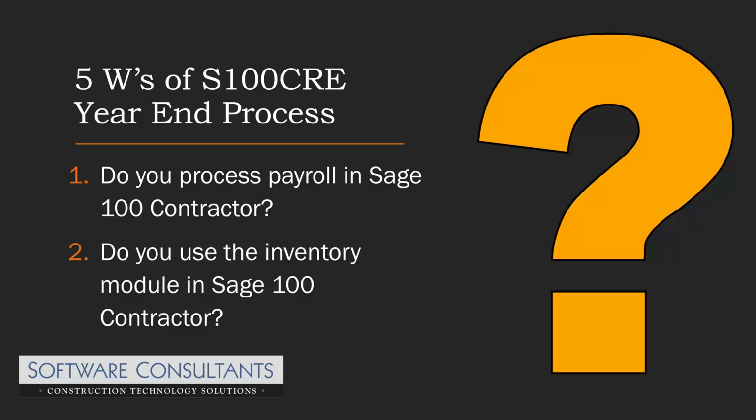So the 5 W's of S100 CRE, which is an acronym I made up for myself because I got sick of writing or saying Sage 100 Contractor. There are several different versions of Sage flavors. I think there's over 30 flavors of Sage, so I always have to specify with clients, maybe new clients even, what flavor of Sage are you using, because there are many. So that's how we acronym that.